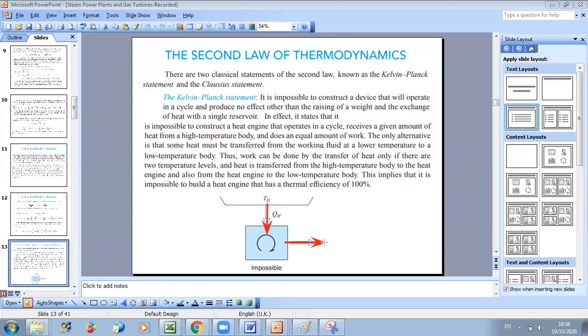Because from experimental observation, it was seen that if I provide a certain heat, it will always be divided into a certain work and a heat that is lost. I will always have a loss of heat to a reservoir at a lower temperature. So I can never completely transform my heat into work. This is why we don't have a heat engine with an efficiency of 100%. It's impossible to reach an efficiency of 100%.